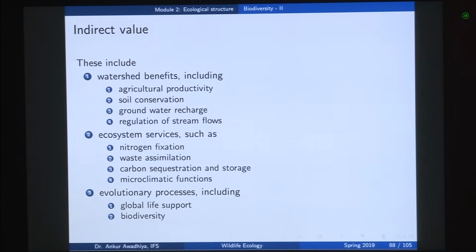Now, if you have a forest that holds biodiversity, that holds different kinds of trees, all of these trees will take up carbon dioxide from the atmosphere and fix it in the form of wood. So, these are other indirect values, or even things like evolutionary processes of global life support and biodiversity that are being supported because you are having these forests.